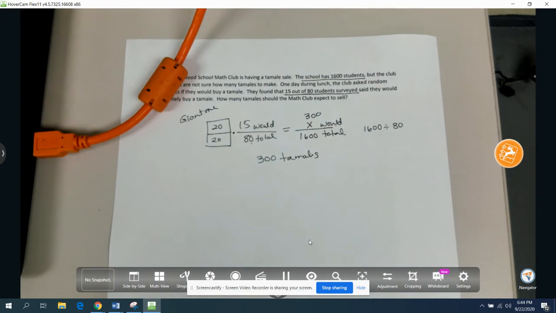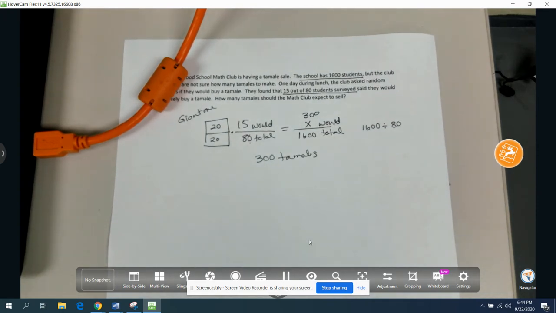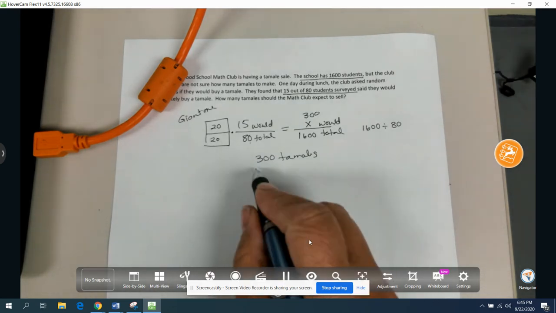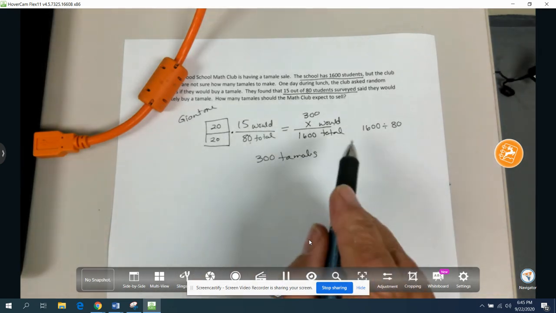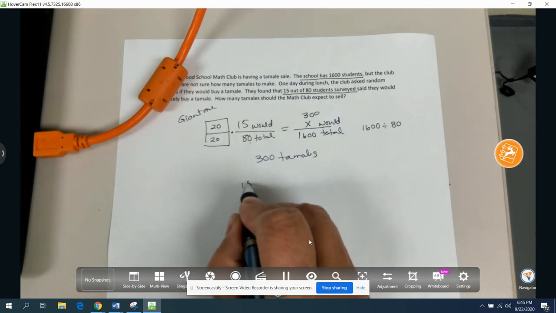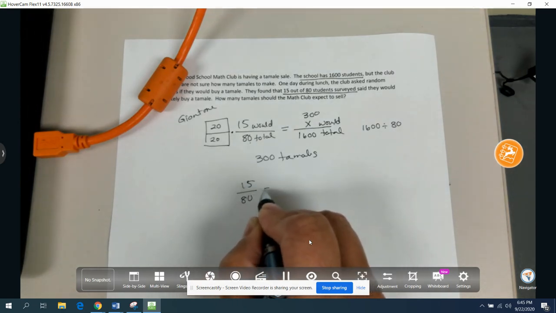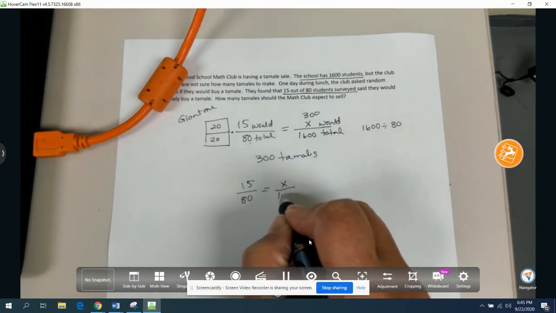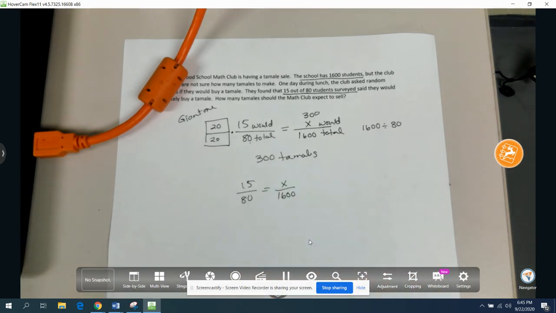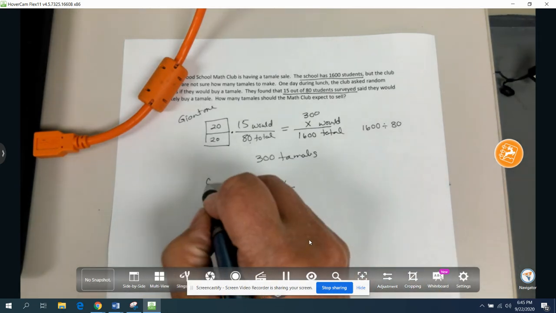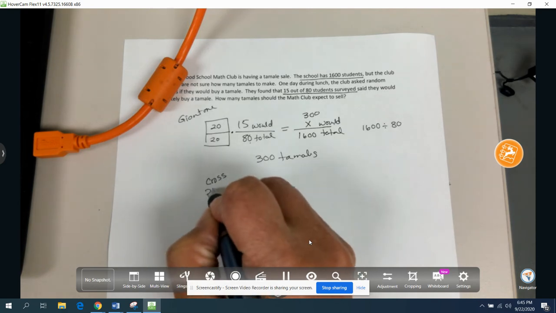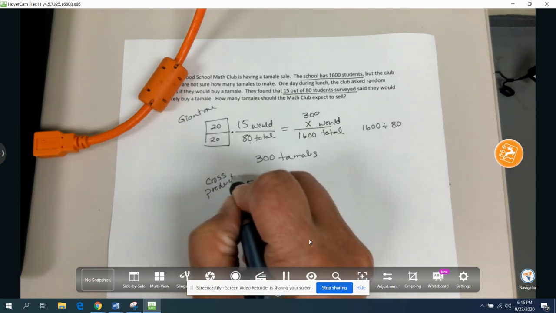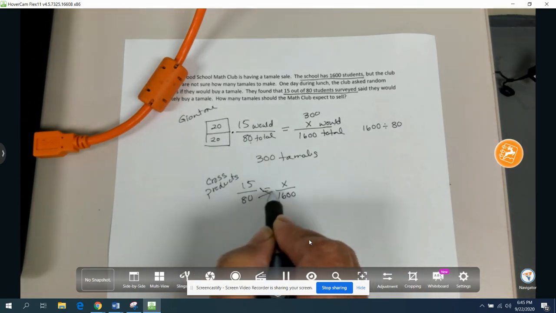The other way that you can do this, and this is the one that hopefully eventually I'd like to see you use. In algebra, we use it a lot. Again, I'm going to use the same proportion. I'm going to get rid of the words. So I got 15 over 80 is equal to x over 1,600. The other method that works is cross products. So I'm going to call this cross products.